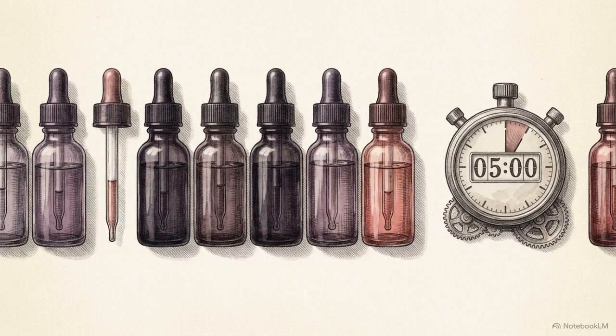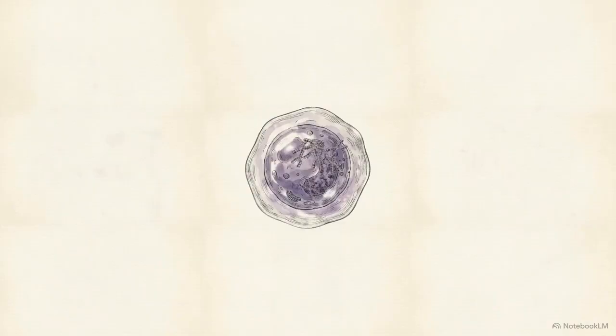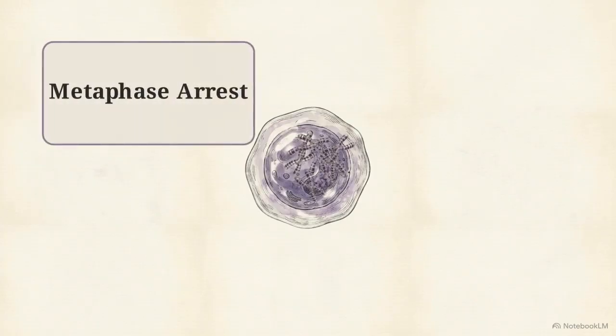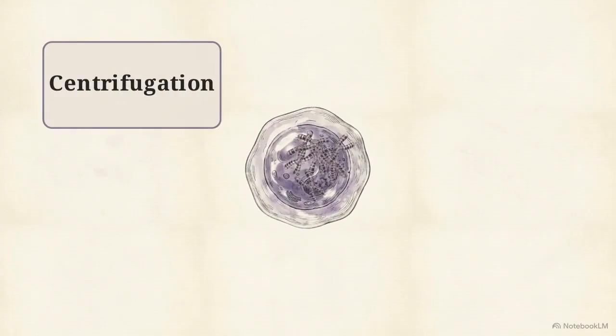The actual extraction happens during the harvesting phase, and it relies on precise chemical timing. The process kicks off with the addition of a chemical called colchicine. Colchicine halts the cell cycle dead in its tracks. It specifically arrests cell division during metaphase. At this exact stage, the chromosomes are at their absolute thickest and most tightly wound, making them highly visible under a microscope. Next, the sample is centrifuged to isolate the cells, which are then dropped into a hypotonic solution.